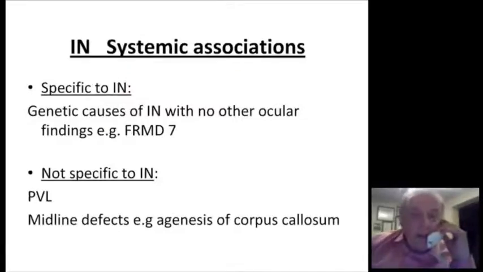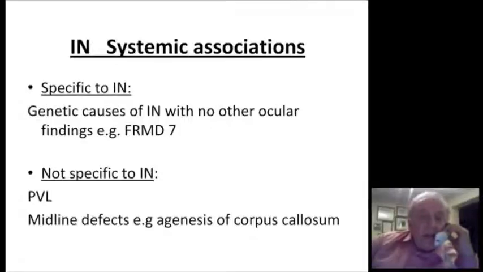There are some systemic associations. The systemic associations that are specific to infantile nystagmus are those genetic causes that have no other ocular findings, for example, the FRMD7 gene. And there are several systemic associations that are specific to infantile nystagmus, and they've also been alluded to: neurological ones, especially periventricular leukomalacia and midline defects.